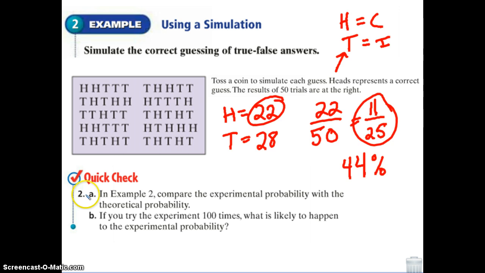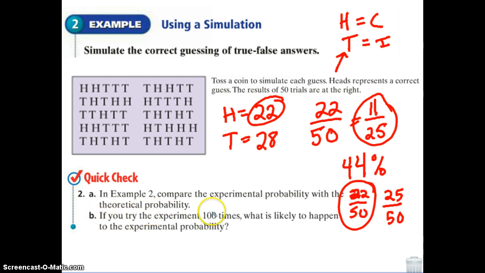Now, if you look at example 2 right here, it says compare the experimental probability, which was, we'll just go back to our original form, 22 over 50, with the theoretical probability. Theoretically, which we talked about in the previous chapter, if we completely guess on each question of a true and false quiz, we should get half of them right. Well, that didn't happen in our experiment. We actually got less than 50%. So when it says to compare the experimental probability with the theoretical, I would say the experimental was less than the theoretical. So you should write that down in your notes.